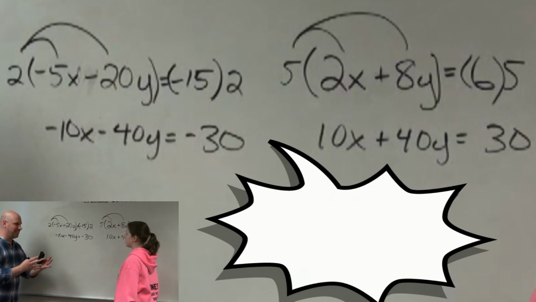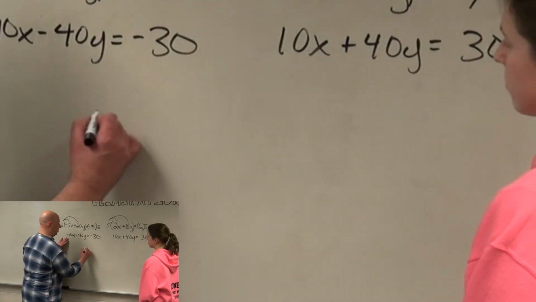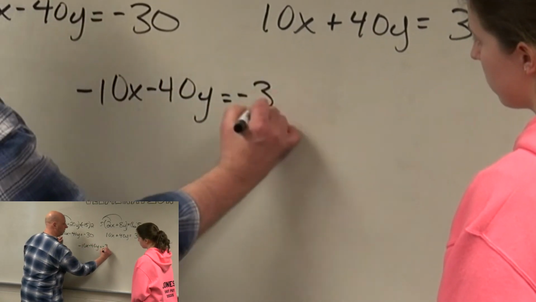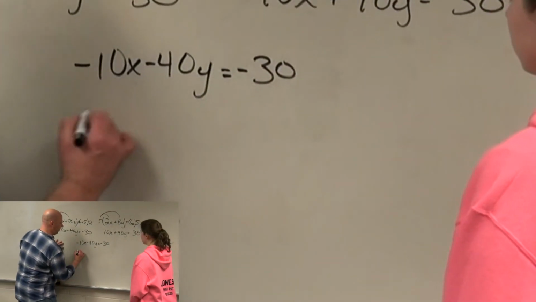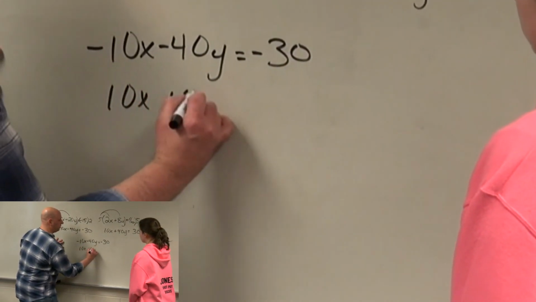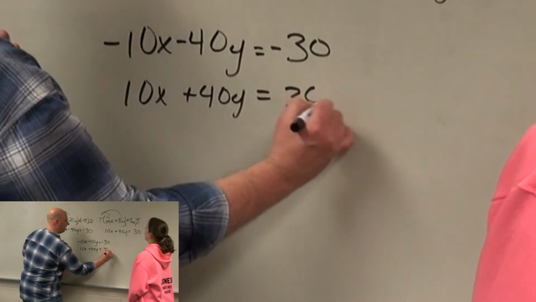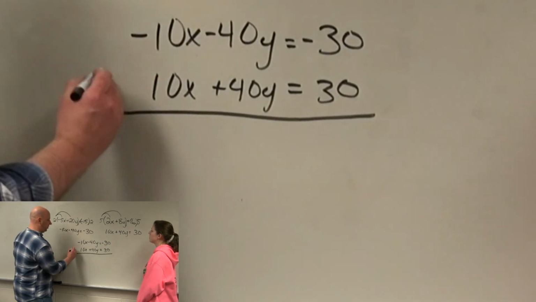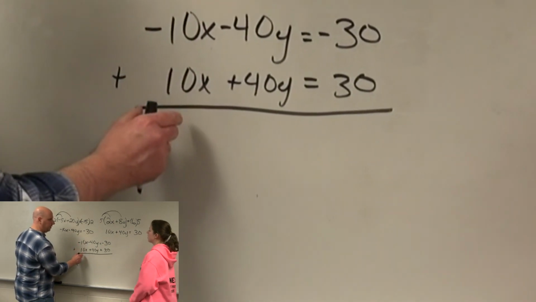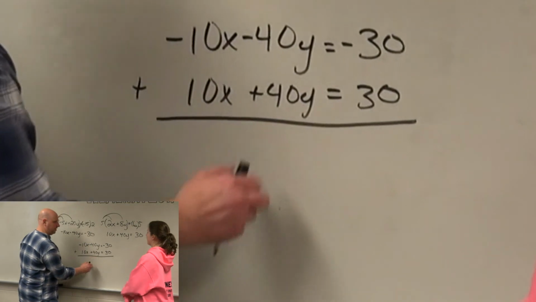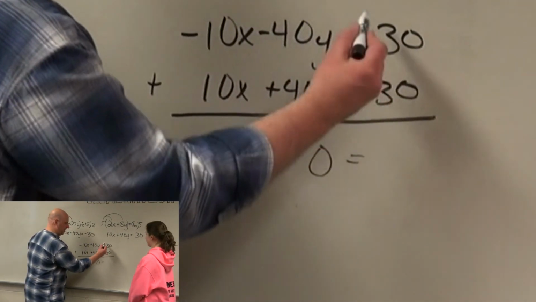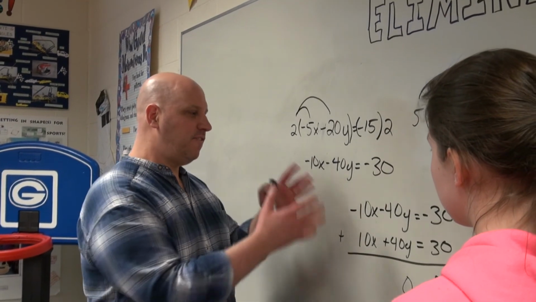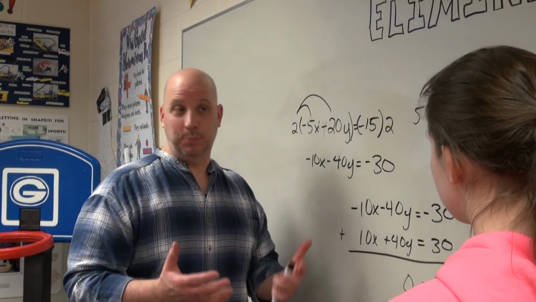That's the special case. Okay, so I'm going to take this equation, -10x minus 40y is equal to -30. And I'm going to bring this equation underneath it, 10x plus 40y is equal to +30. And I'm going to add these because the signs are different. What happens to these? 0. What happens to these? 0. And then what happens here? 0. So the special case is that the variables, both the x and y, disappeared.